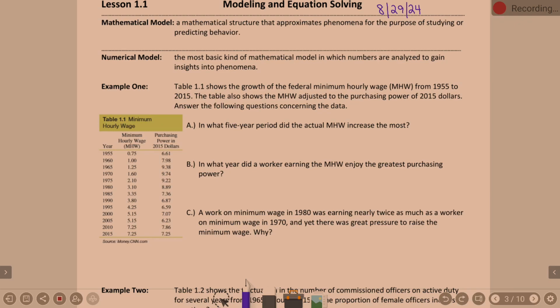We're going to start with numerical models, the most basic kind of mathematical model, in which numbers are analyzed to gain insights into phenomena. So we're looking at basically tables of numbers, charts, those types of information. In our first example, table 1-1 shows the growth of the federal minimum hourly wage from 1955 to 2015. The table also shows the minimum hourly wage adjusted to the purchasing power of 2015 dollars. Answer the following questions. In what five-year period did the actual minimum hourly wage increase the most?